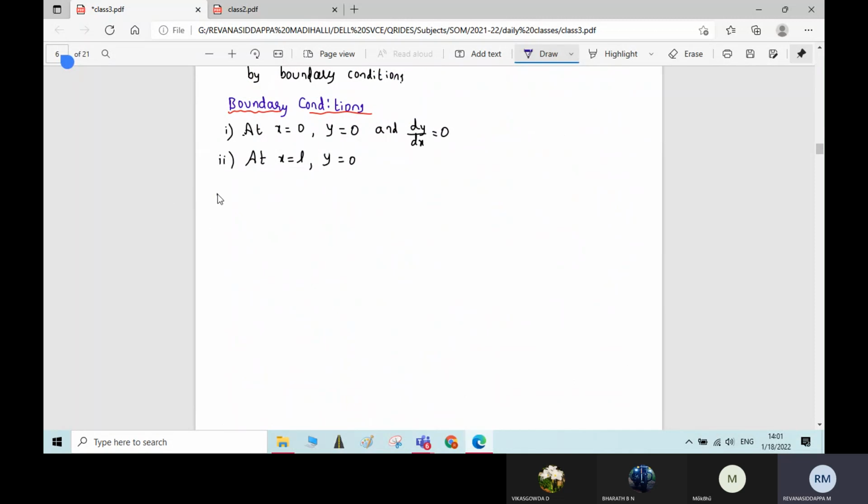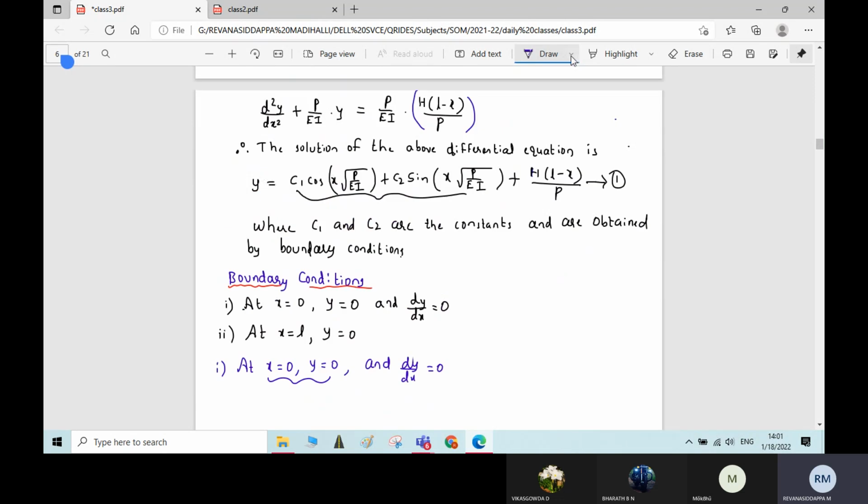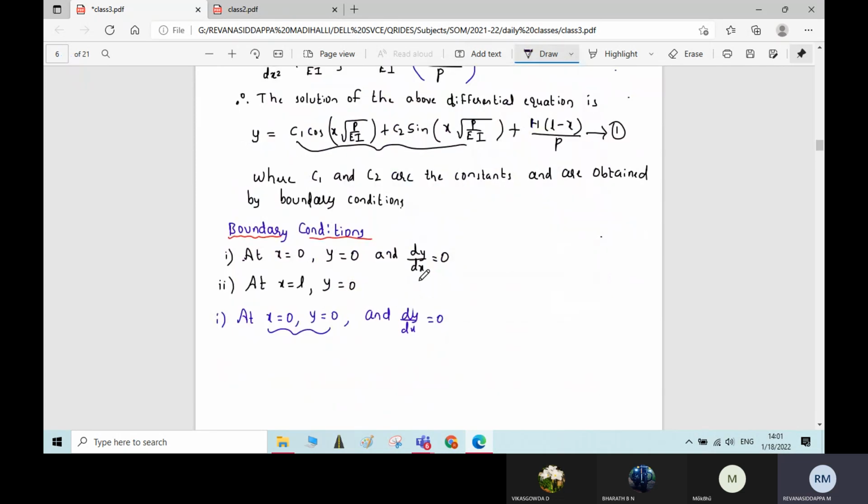Now I will take the first boundary condition, that is at x equal to 0, y equal to 0 and dy by dx equal to 0. First I will take the first part of the first condition. What is that first part? At x equal to 0, y equal to 0. Now in equation 1, you substitute x equal to 0 and y equal to 0. Let's see what we will get after simplification.